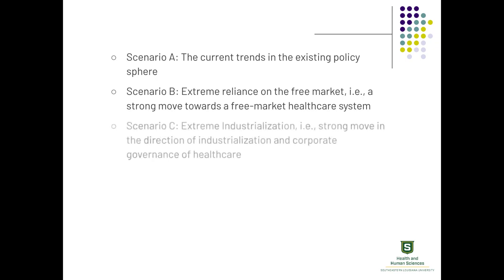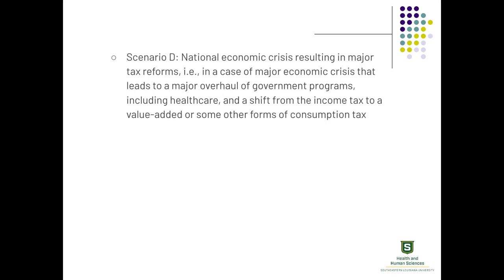With your D scenario, you are working on the premise that there is a national economic crisis, and part of what happened during the economic crisis is that there was a major tax reform. You're asking, what would that look like, where it's going to lead to a major overhaul of government programs, which will also affect healthcare. So this is your scenario D.